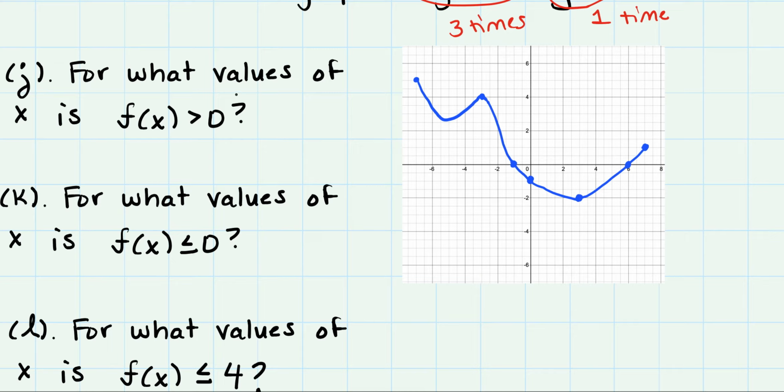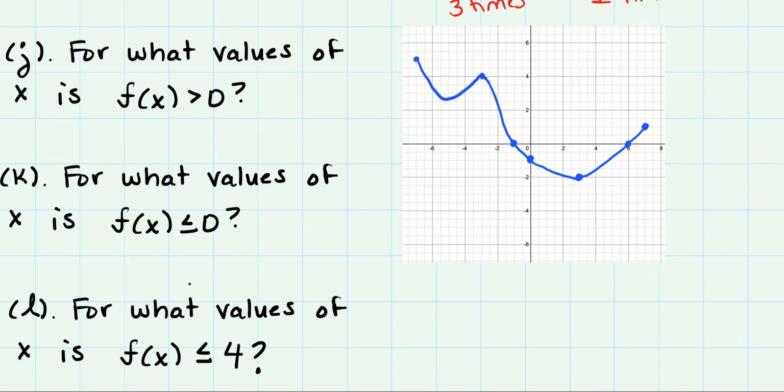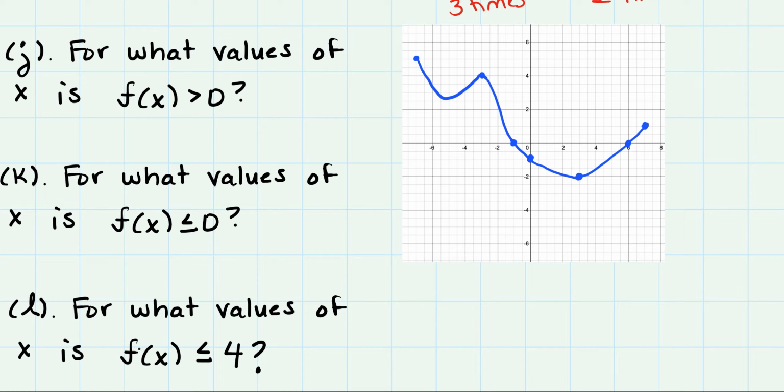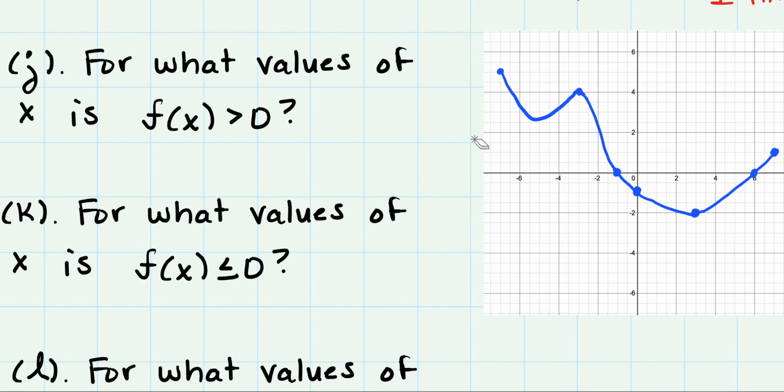Part J says, for what values of x is f of x greater than 0? For what values of x is f of x less than or equal to 0? And then finally, for what values of x is f of x less than or equal to 4? So let's zoom into my graph.